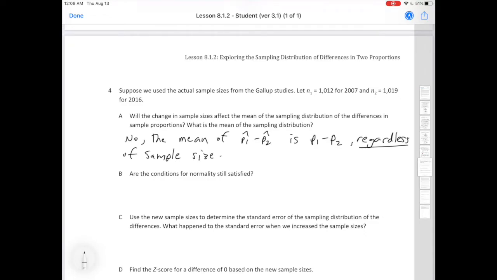What is the mean of the sampling distribution? We already know what the mean is, right? Isn't the mean negative 0.04? Are the conditions for normality still satisfied? The answer is yes, because the sample sizes are even bigger.